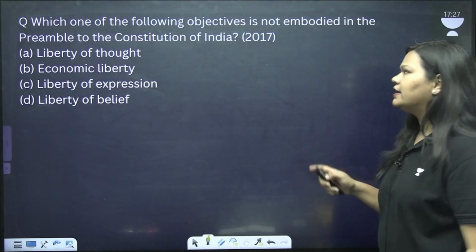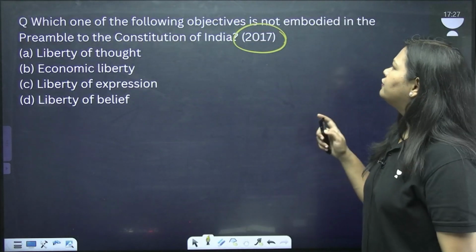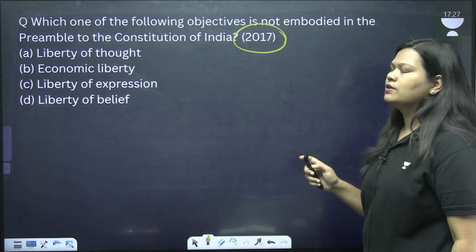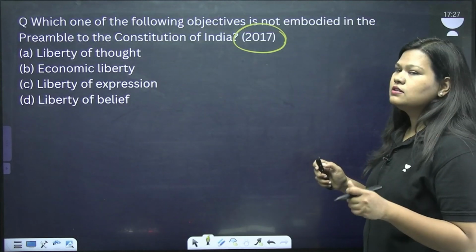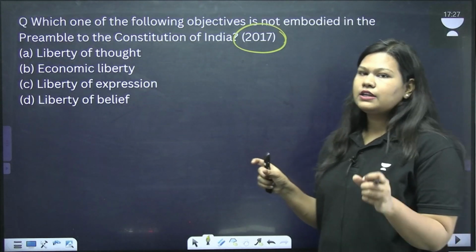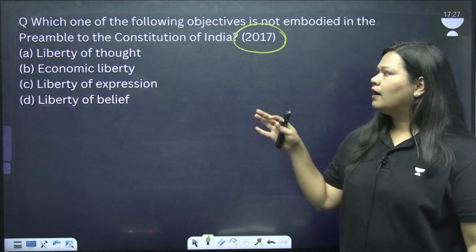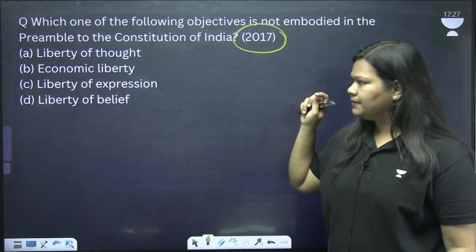This is also a PYQ and it was asked in the year 2017. Which one of the following objectives is not embodied in the preamble to the Constitution of India? Out of these four options, which one is not embodied or included in the preamble? Now you need to remember that the preamble has multiple components, out of which liberty is one of them, and the question is based on liberty.